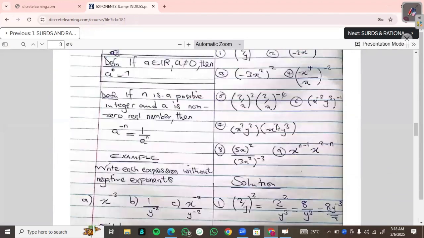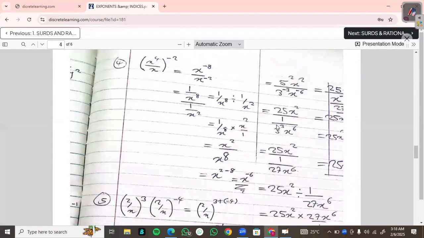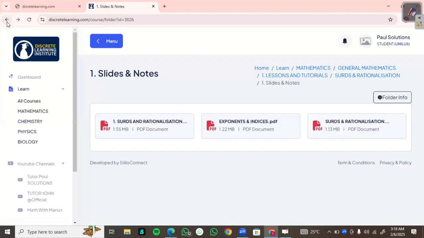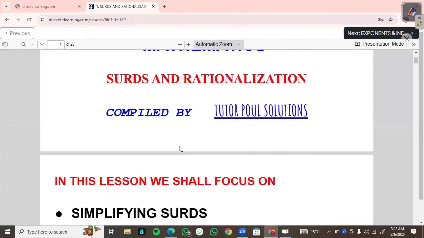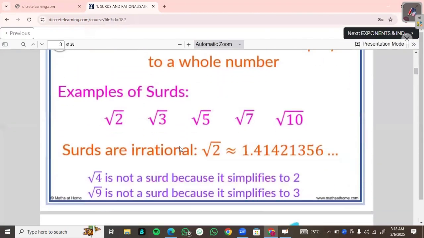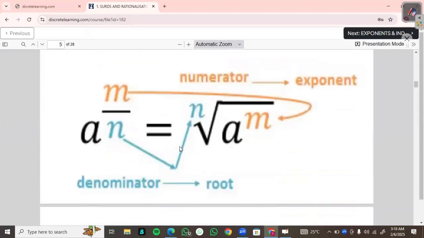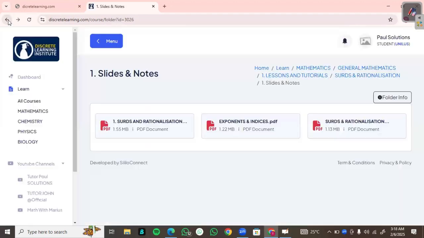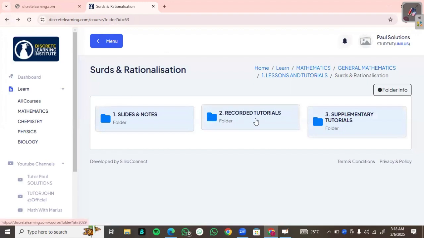These are your notes to study, so make sure you study them. They are very simple and simplified. I also have these notes here that I wrote by myself, so we can go through these notes to learn. If you don't want to read the notes and you want the videos, you go in the recorded tutorials.